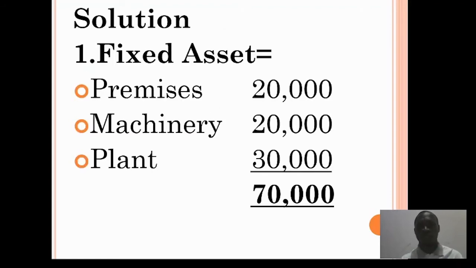To get our fixed assets, we will pick out our properties. For example, we have the premises, machinery, and plants. These are examples of fixed assets. Now our premises is worth 20,000 naira, machinery 20,000 naira, plants 30,000 naira. The total value of our fixed assets is 70,000 naira. This is how we derive our fixed assets.